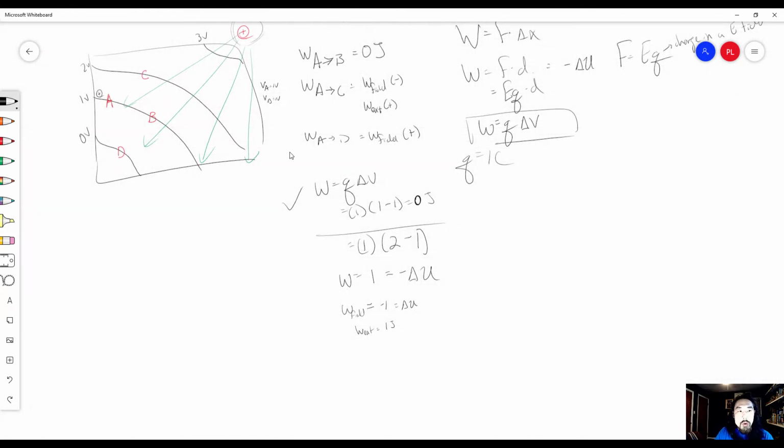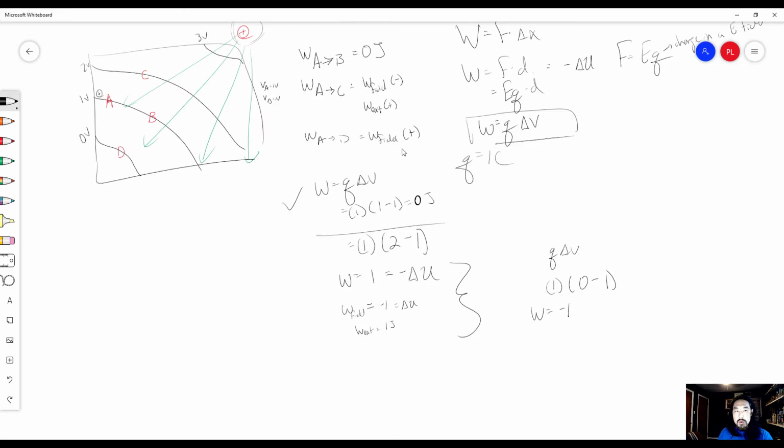Now what about work from A to D? Let's remind ourselves the work done from A to D will give us a positive work done by the field. So here we have Q delta V. I'm going to rewrite it. Q is 1. Our final voltage is 0. Our initial voltage was 1. 0 minus 1 gives us negative 1. Negative 1 times 1 gives us negative 1. So the work done was negative 1.